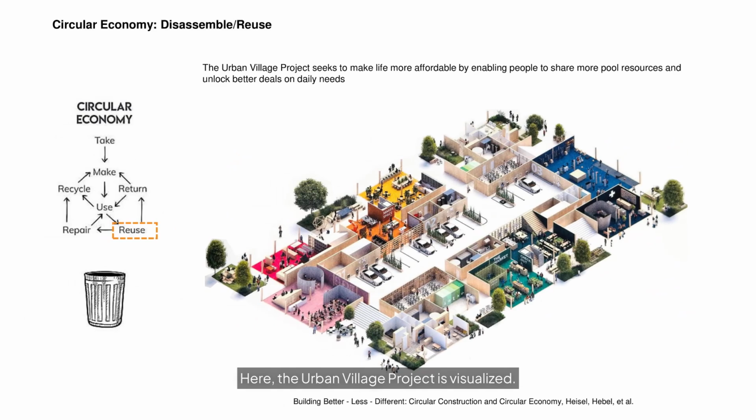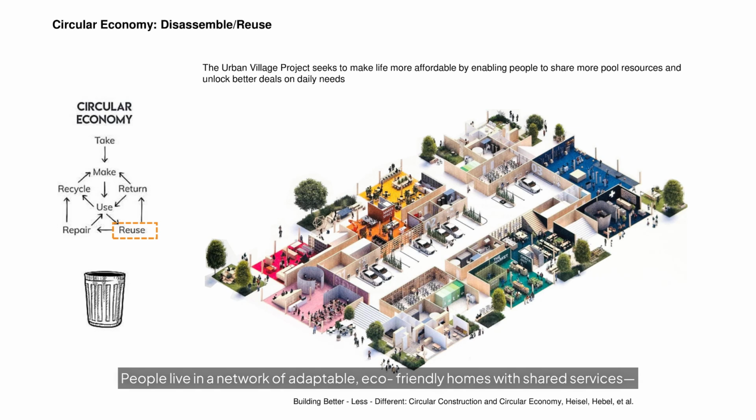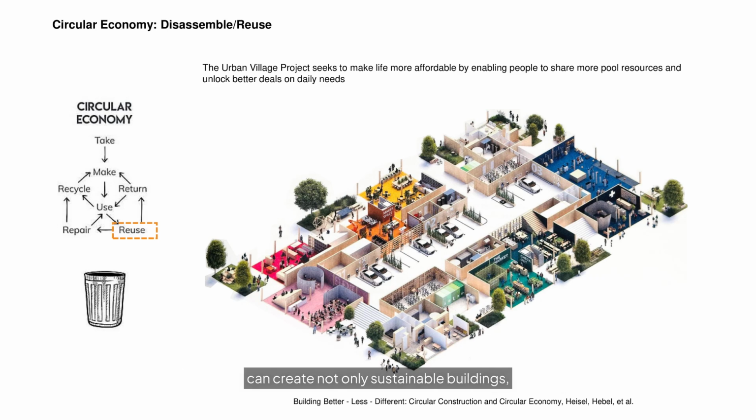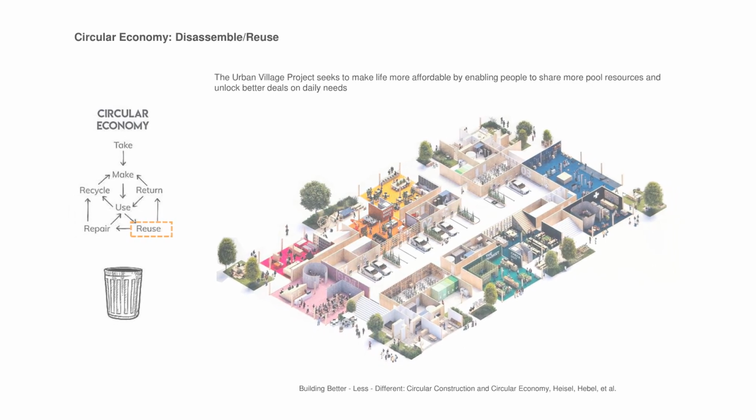Here, the Urban Village Project is visualized. People live in a network of adaptable, eco-friendly homes with shared services, making sustainable living convenient and cost-effective. This project shows how circular economy principles in architecture, modular construction, material reuse, and resource sharing can create not only sustainable buildings, but more affordable and connected communities.